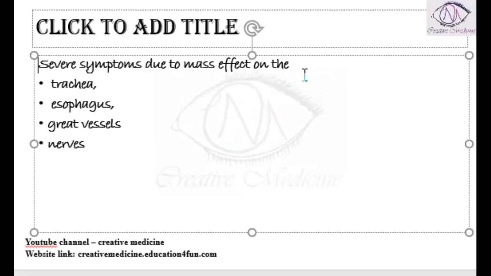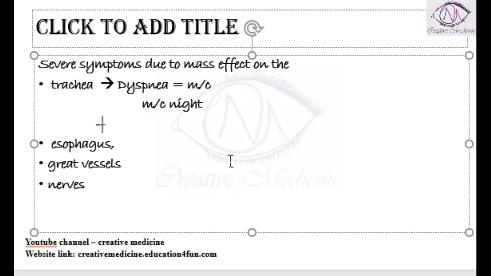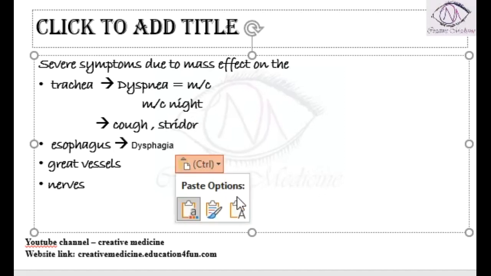Now, if there is pressure effect on the trachea, obviously it can cause dyspnea, and among all these, dyspnea is the most common symptom, most commonly seen at night. Because of the compression of the trachea, the patient can also present with cough and stridor. Then, if the retrosternal goiter compresses the esophagus, the patient can develop dysphagia.